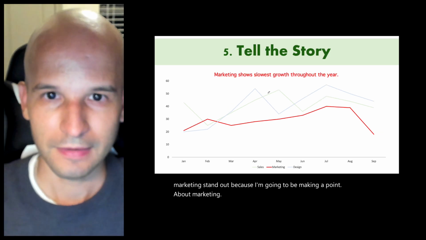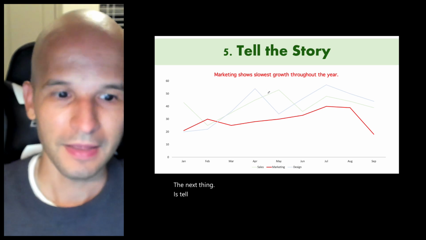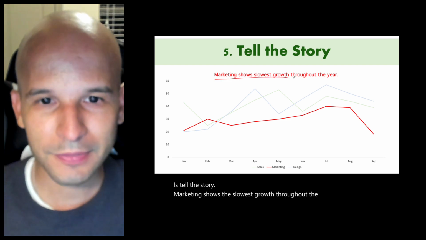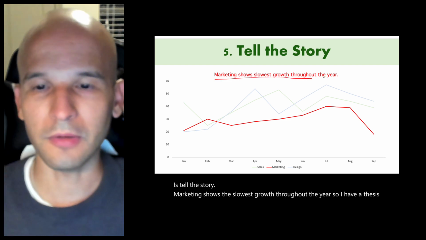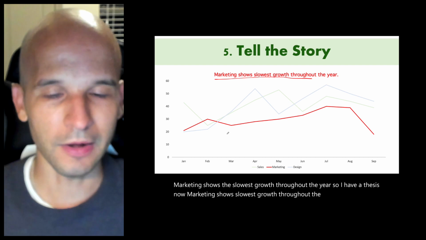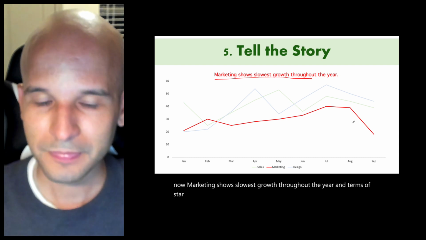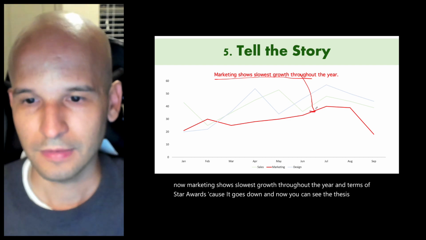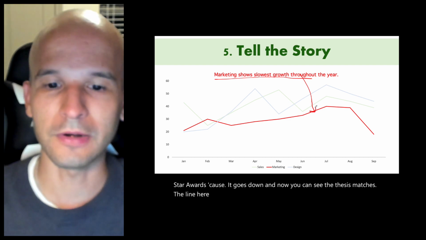The next thing is tell the story. Marketing shows the slowest growth throughout the year. So I have a thesis now. Marketing shows slowest growth throughout the year in terms of Star Awards, because it goes down. And now you can see the thesis matches the line here, so you know the line is referring to marketing.